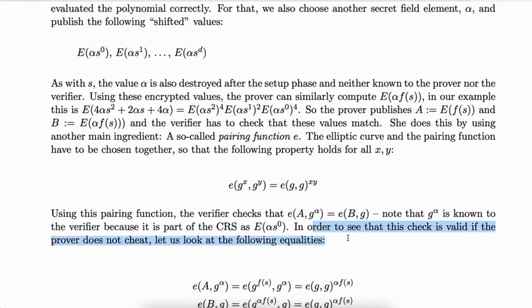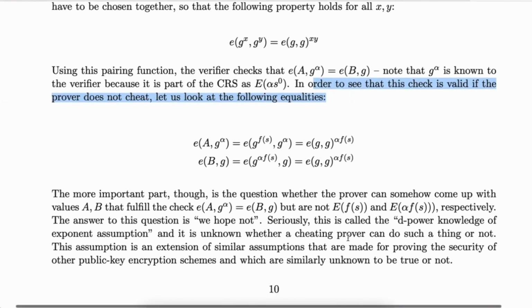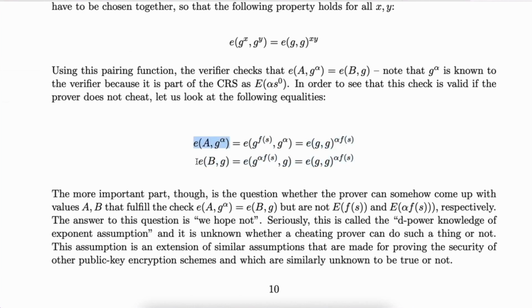In order to see that this check is valid, let us look at these equalities. Well, yes, A is just, we know A is this. This is what it was defined as. And when you have a group situation, you can do this. So that's why these two should be equal, right?